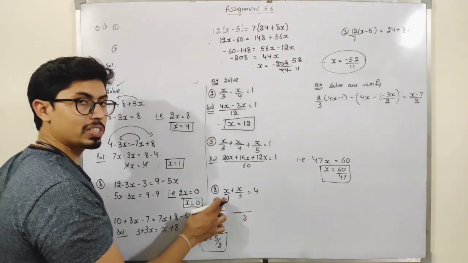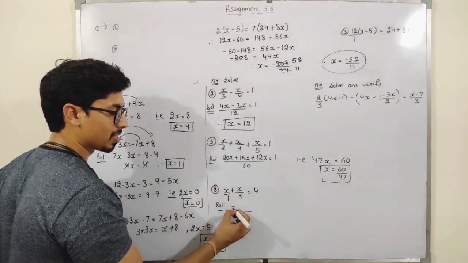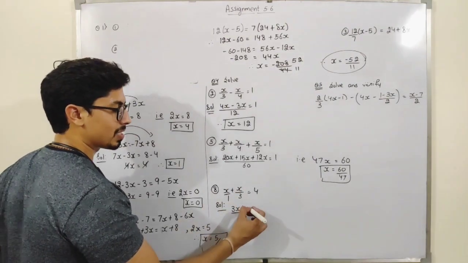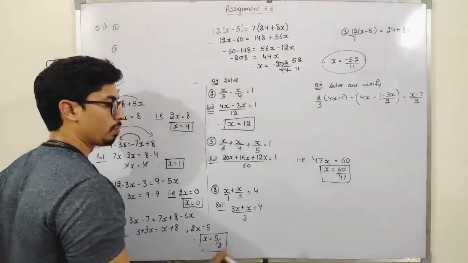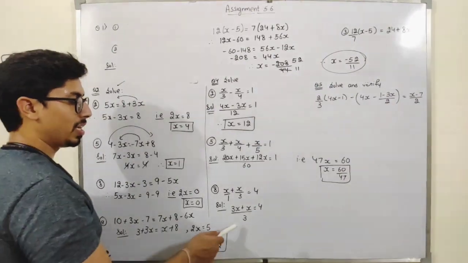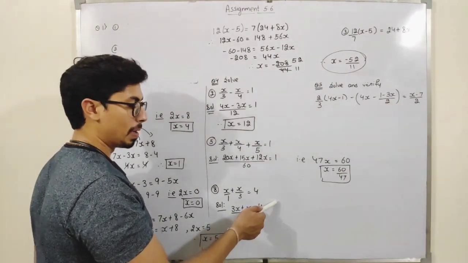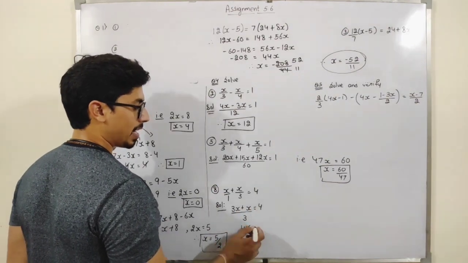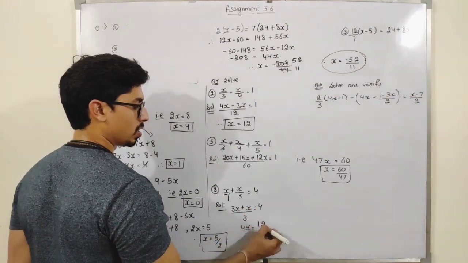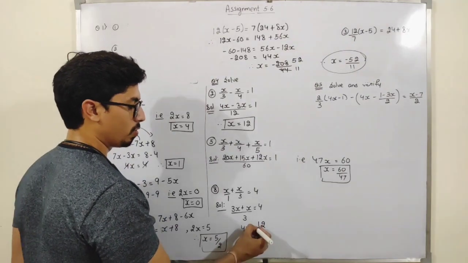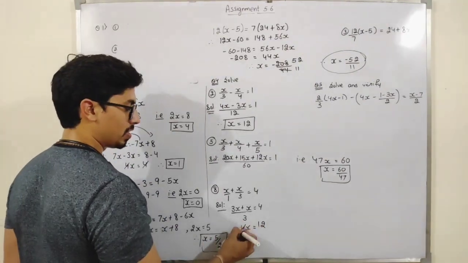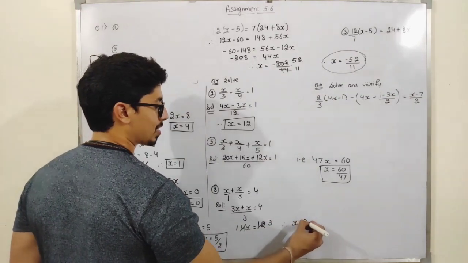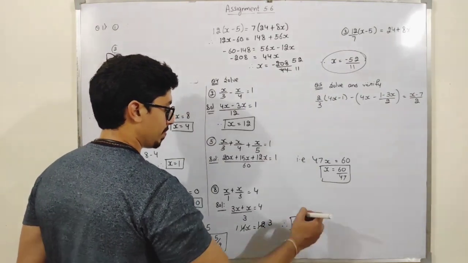So 3 divided by 1 is 3. So 3 into x is 3x. Plus 3 divided by 3 is 1. 1 into x is x. So 4 as it is. Okay. Now 3 is in division. When it goes there, it will be multiplication. So 3x plus x is 4x. And 3 into 4 is 12. So 4 ones are 4. 4 3s are 12. Therefore, students, the value of x is 3.